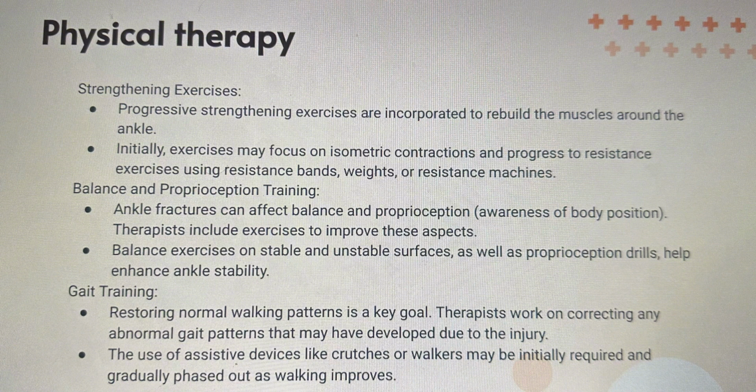Then you have your strengthening exercises. Progressive strengthening exercises are incorporated to rebuild the muscle around the ankle. Initially, exercises may focus on isometric contractions and progress to resistance exercises using resistance bands, weights, or resistance machines.